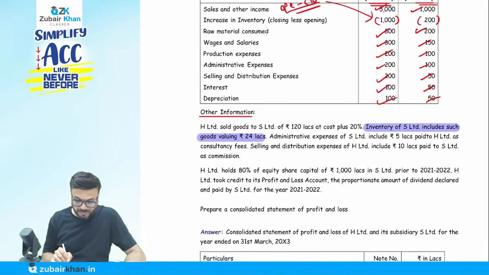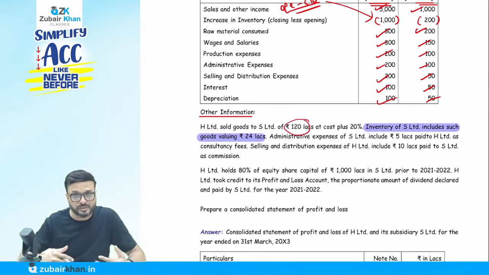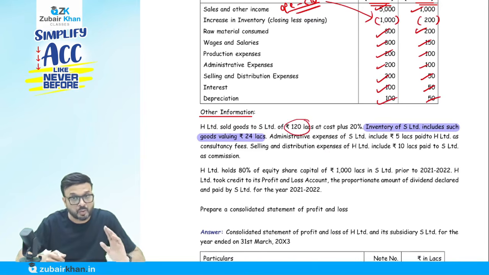The holding company sold goods of rupees 120 lakhs at cost plus 20%. Okay, sold by the holding to subsidiary. So it's a mutual debt. The point that I've highlighted, I will discuss at the end. The goods sold by the holding company to subsidiary are a mutual debt, so we will deduct from the sales.